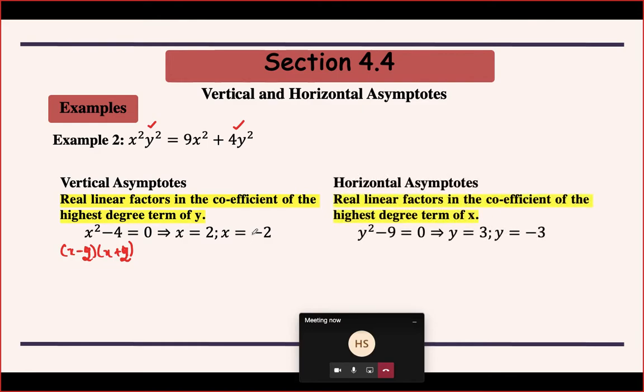Okay. Now for the horizontal asymptotes, as I had explained, you take the highest degree term in x square. So it has coefficients y square and 9. When you shift them on one side, you get the coefficient as y square minus 9. Now this has factors y minus 3 into y plus 3. Both are linear, both have real roots. So when you equate them to 0, you get two equations which are equations of the horizontal asymptotes. So this particular function has two horizontal asymptotes as well. One is y equals 3 and one is y equals minus 3.